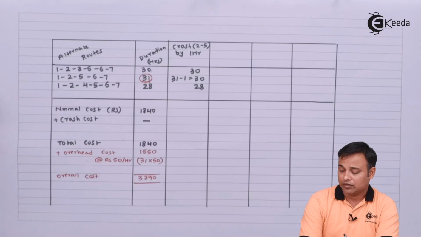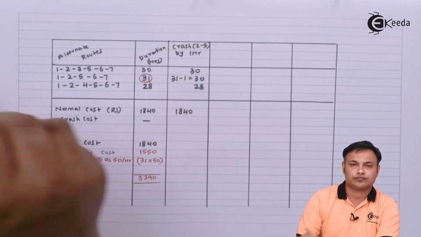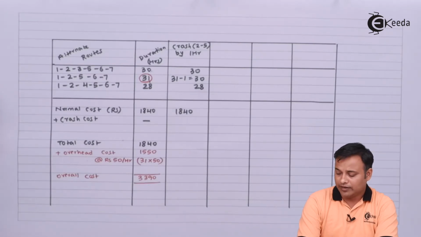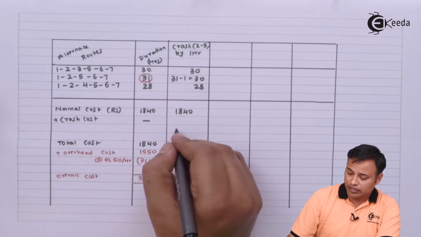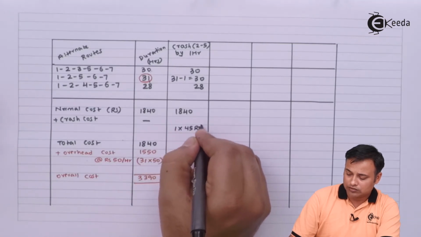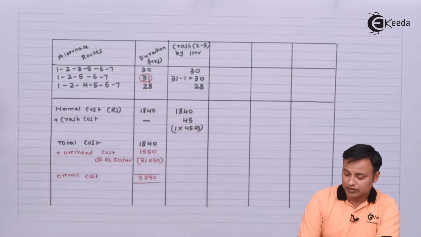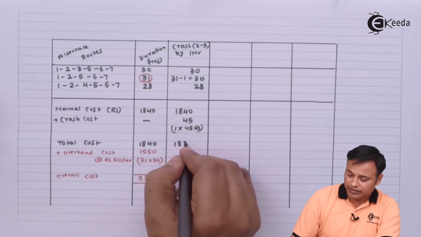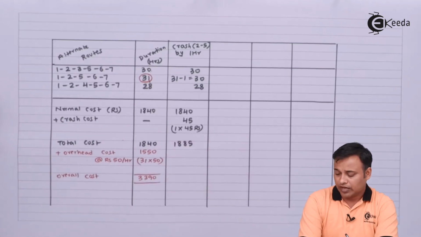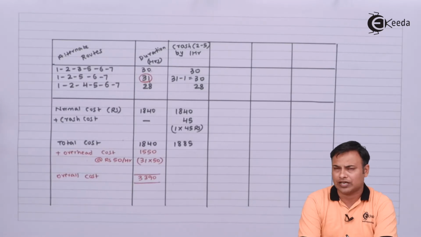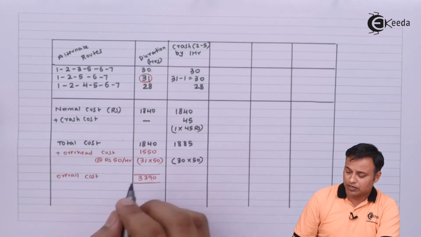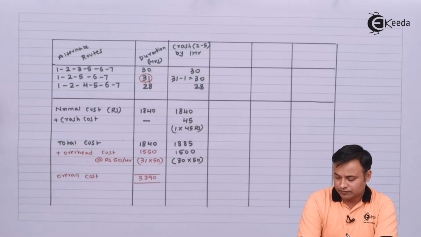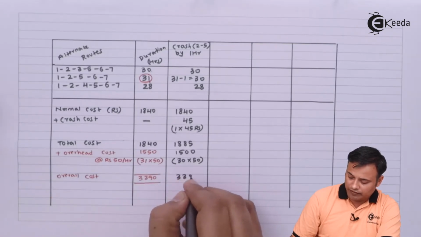Now how much was my normal cost? 1840. And what is my crash cost? I crash 2 to 5 by 1 hour. So 1 ghante ka 45 rupees kharcha hoga. So I'll add this 45 here, and my total cost will be 1885. And my overhead cost now will be for 30 days. Why 30? Because my critical path calculation 1 hour kam ho gaya. So 30 into 50 rupees per hour, it will come to 1500, which comes to 3385.